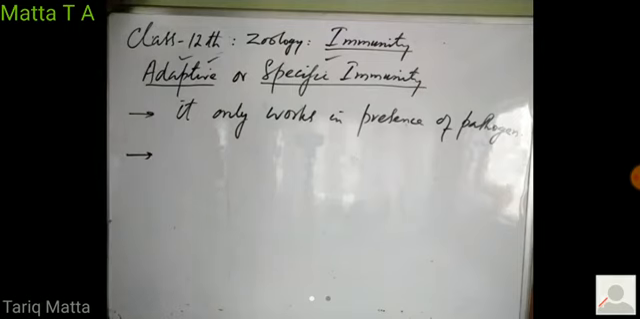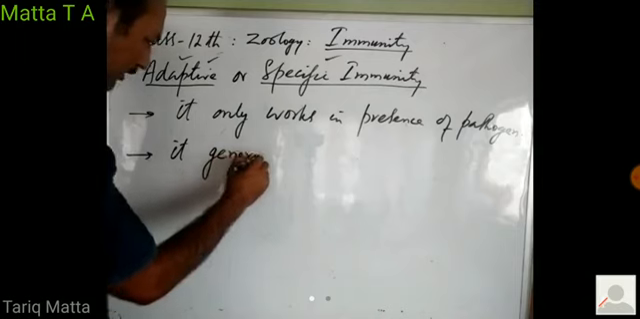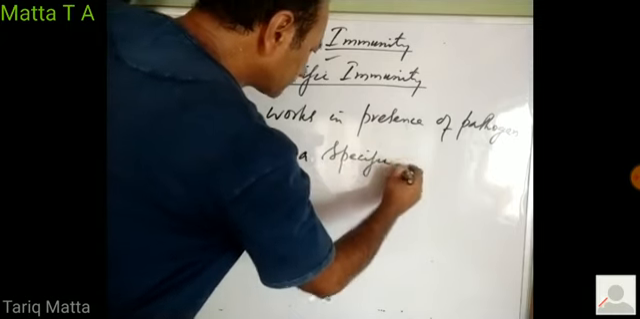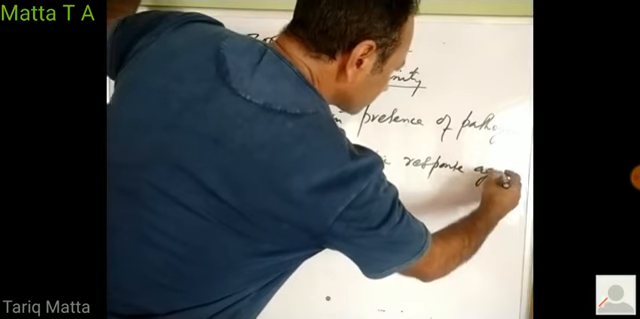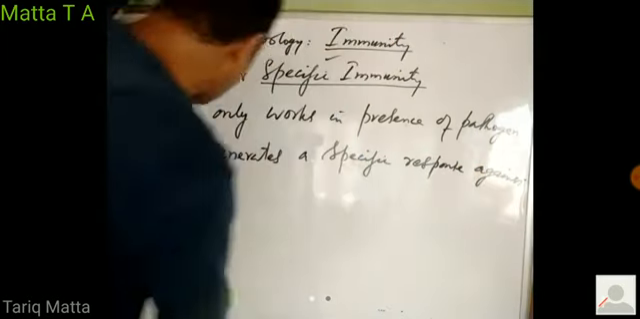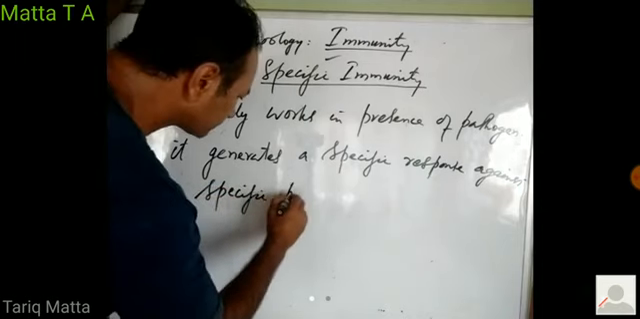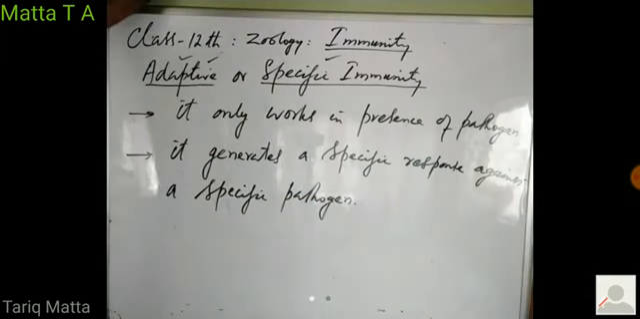Number second property, it generates a specific response against a specific pathogen. So it shows specificity. It recognizes, it can differentiate between different types of pathogens, right? As I told you just now.